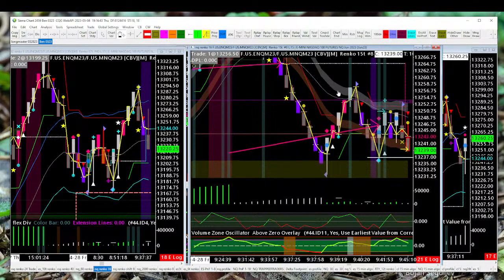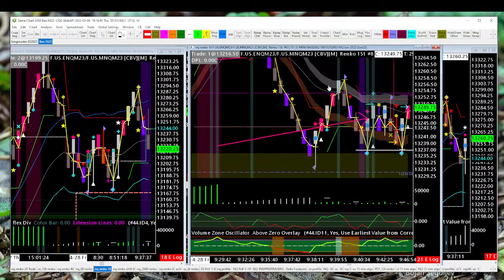Now, if it gets beat by VPOC, see, they test, this is very normal. They test the VPOC and they bounce. So this VPOC acts as a magnet. So I shouldn't say you necessarily want to get long just because you see the triangle up that's following it. You want to be bullish.